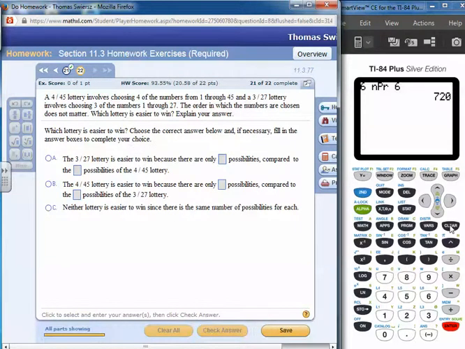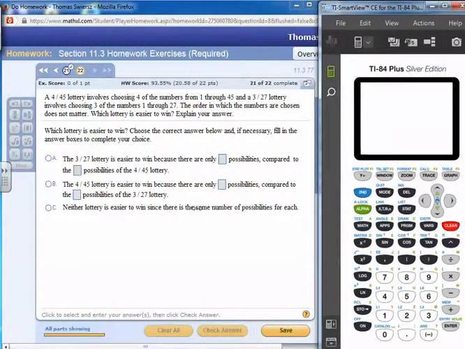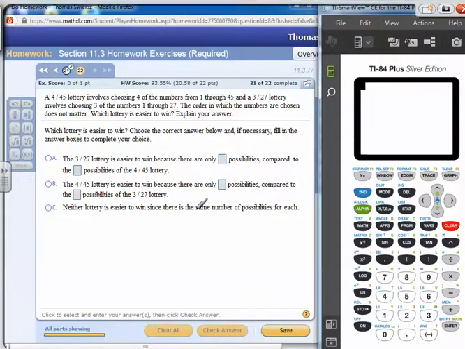All right, number 22. A 4/45 lottery involves 4 numbers from a total of 1 through 45. A 3/27 lottery involves 3 from a total of 27. The order in which the numbers are chosen does not matter, so we're doing a what? A combination, right? Which lottery is easier to win? Well, we're going to go ahead and see how many possibilities there are, right? That's what it depends on. The smaller number of possibilities is the easier one to win.